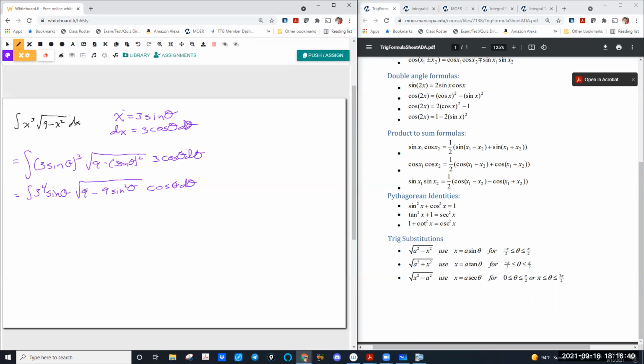Now what I'm going to do is factor out the 9. So I have 3 to the 4th sine of theta. This is why we do the trig sub, times 1 minus sine squared theta cosine theta d theta. This is all based off our Pythagorean identities. 1 minus sine squared is cosine squared.